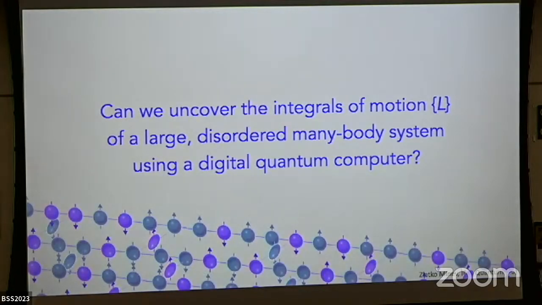Coming back to the question we have here, I think the question for me at least is, can we use a quantum computer to even answer this question? Or is it too noisy? Is it too hard? And can we do so at some scale of the order of 100 qubits?